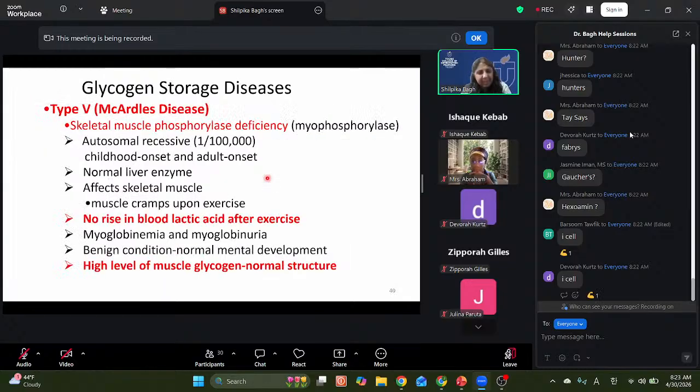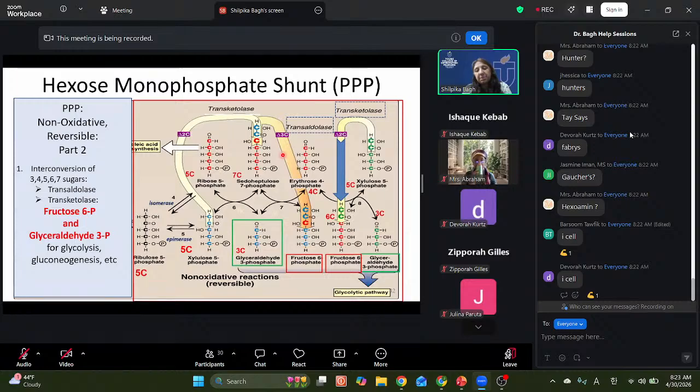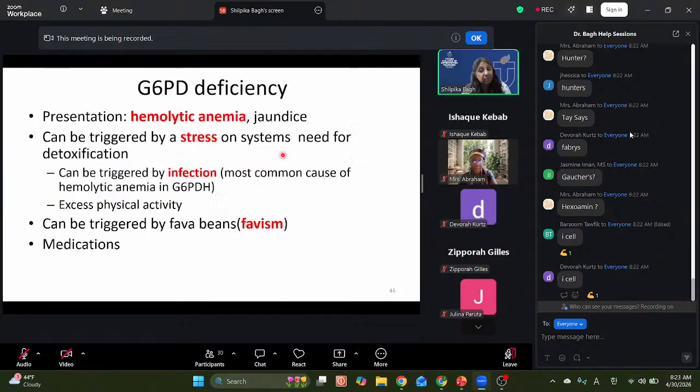Right? Look at them. So we talked about McArdle's. McArdle's does not have hypoglycemia. This is decreased exercise tolerance. So is von Gierke different from McArdle's? You can't flip-flop that. Absolutely different, right? Does that make sense? Now, HMP shunt is not for ATP. What is it for? NADPH and pentoses.